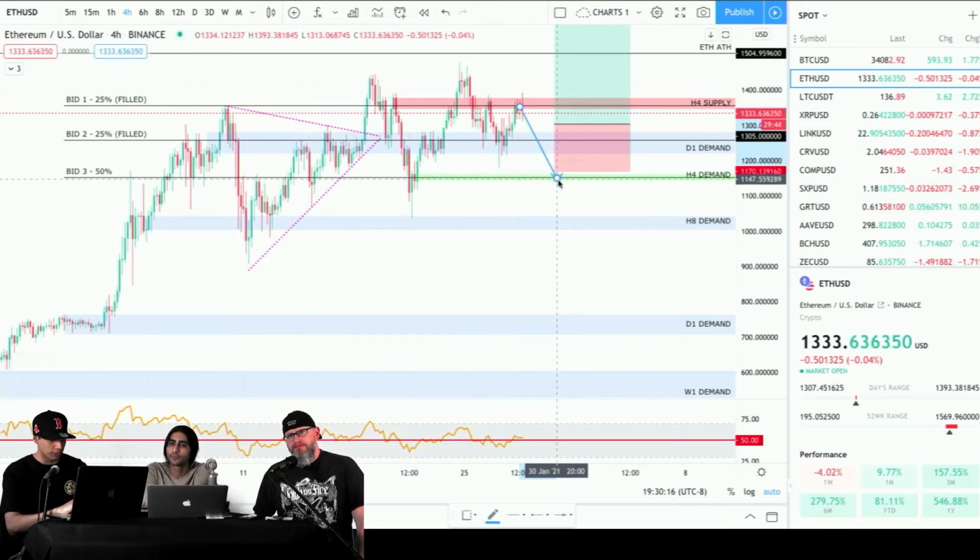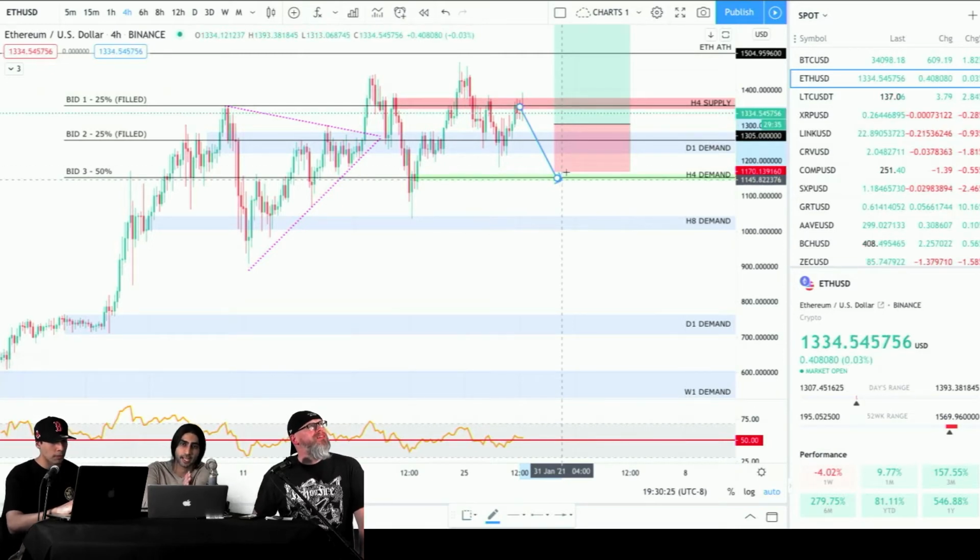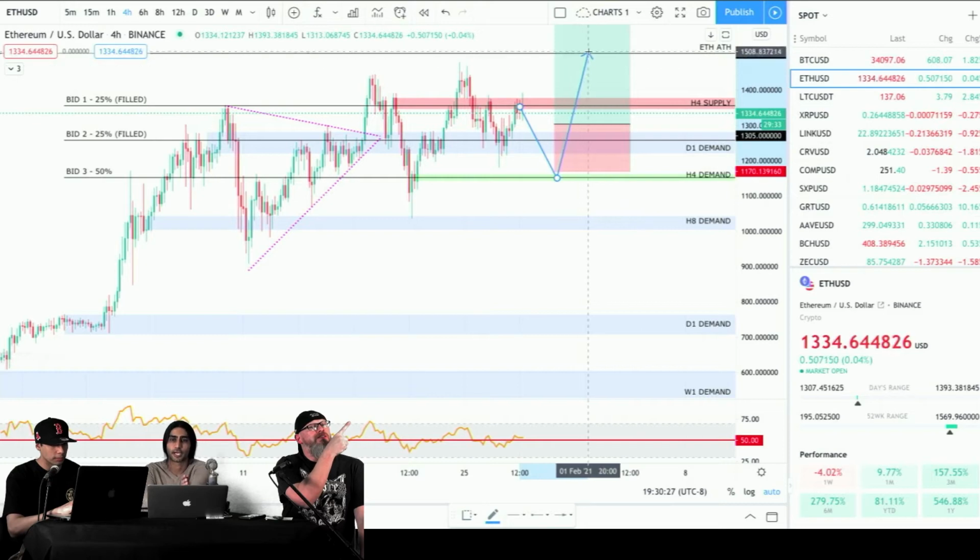I want to get filled at this 4-hour green zone demand, right? So I've de-risked half my position. I want to buy the other half at this 4-hour demand. Once it bounces off, then you set that as your stop loss once it bounces? Yep. Got it.